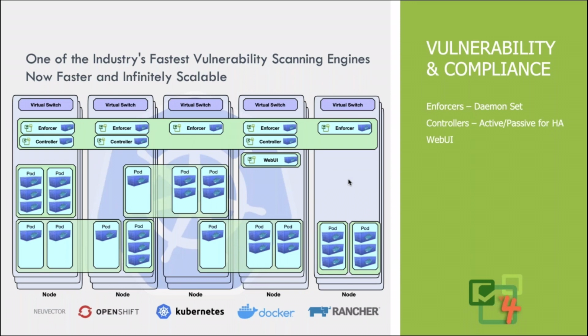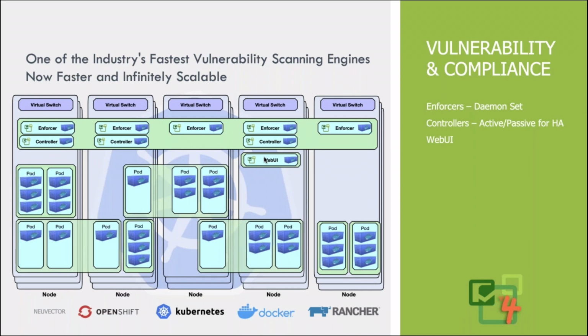NewVector also installs controllers in your environment. There's one that's in charge, and we do an active passive for HA. You'll notice in my example, I've got 5 nodes in here. There's 3 controllers because you always want an odd number so that in case there's any outages, they can always elect a leader. And that web UI is running also as a pod, as a container inside of your environment, so you can get access to the interface.